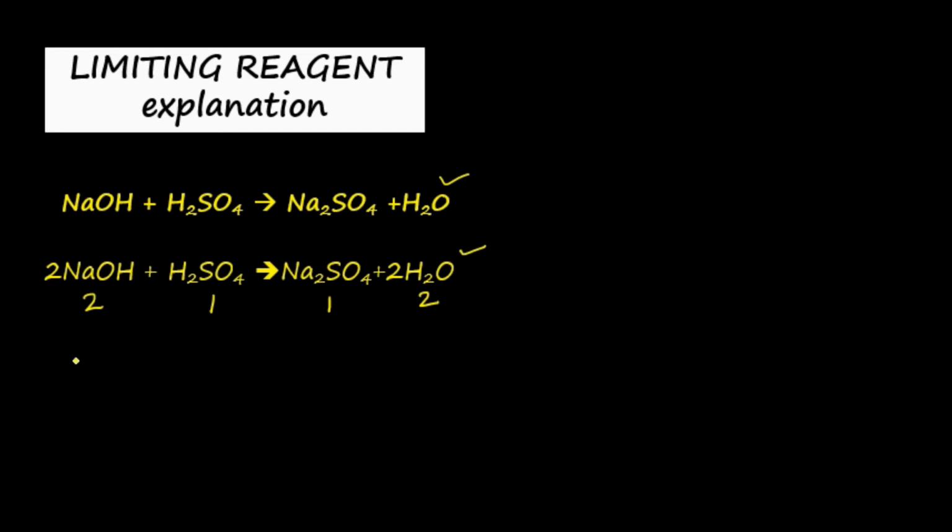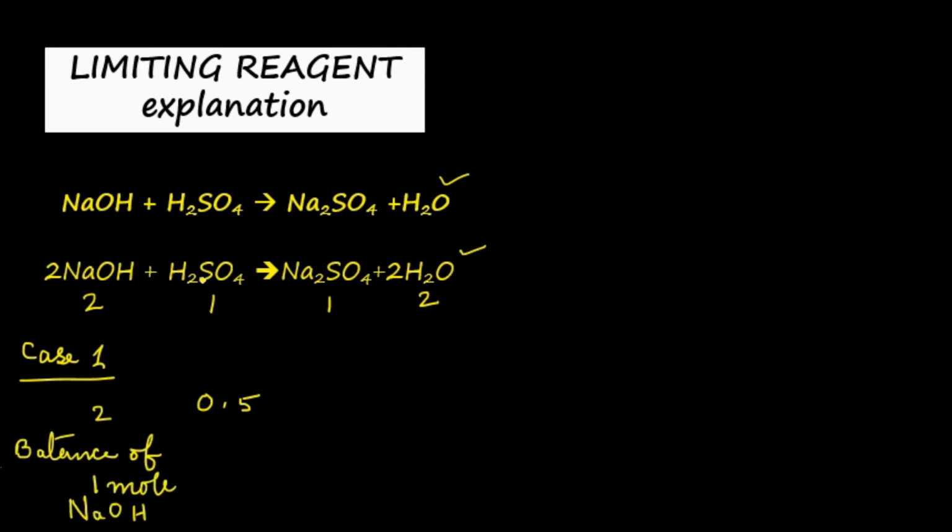Let us consider 2 cases. Let us suppose we are taking 2 moles of sodium hydroxide, but we are taking only 0.5 moles of sulfuric acid. Then what will happen? This ratio doesn't agree with the ratio that is given in the balanced chemical equation. So 0.5 moles of sulfuric acid can react only with 1 mole of sodium hydroxide. So there will be a balance of 1 mole of sodium hydroxide in the system. This is NaOH. The reaction cannot proceed further.